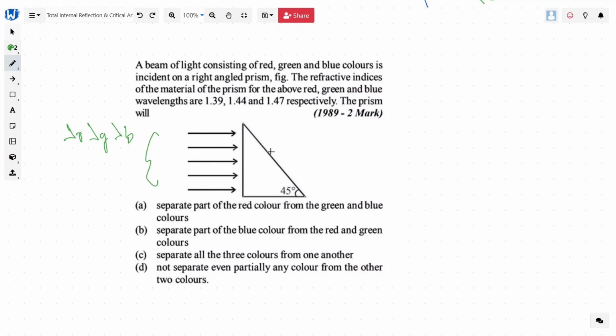So as we know, for different wavelengths we have different refractive index, right? So for the red one it is 1.39. For the green one it's 1.44. And for the blue one it is 1.47. Now what will the prism do? It gives us a hint: separate part of red color from the green, and separate part of blue color from red and green colors. The prism will do like that.